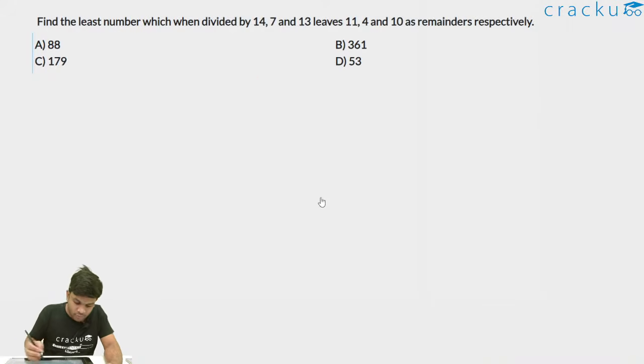Now in this question we have to find the least number which, when divided by 14, 7 and 13, leaves 11, 4 and 10 as remainder respectively. Initially, when you look at it, you will see that the remainders left by all the three numbers are different. Here it is 11, here it is 4, here it is 10. But 11 is the remainder left by 14, so we can say that when divided by 14, it is leaving a remainder of minus 3, because 11 minus 14 is minus 3.